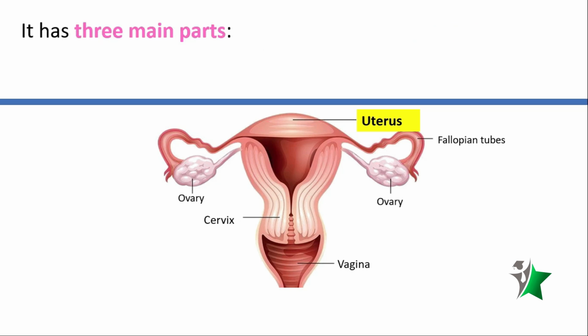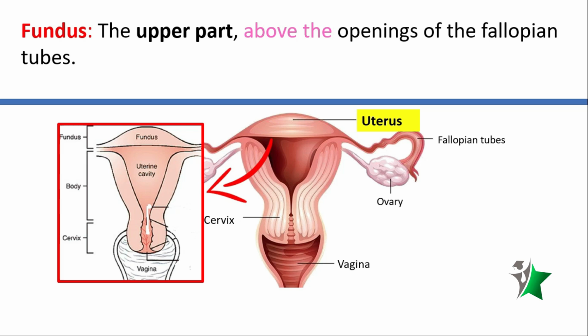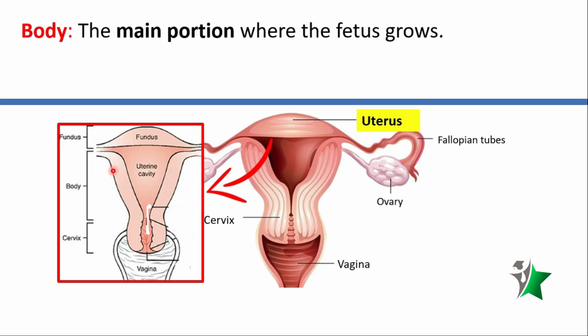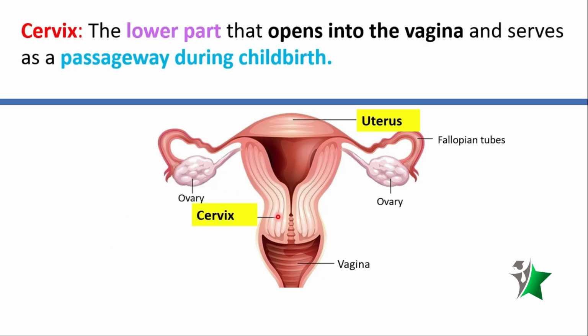The uterus has three main parts. The fundus is the upper part of the uterus. It is above the openings of the fallopian tubes. The body of the uterus is the main portion of the uterus where the fetus grows. The cervix is the lower part of the uterus that opens into the vagina and serves as a passageway during childbirth.